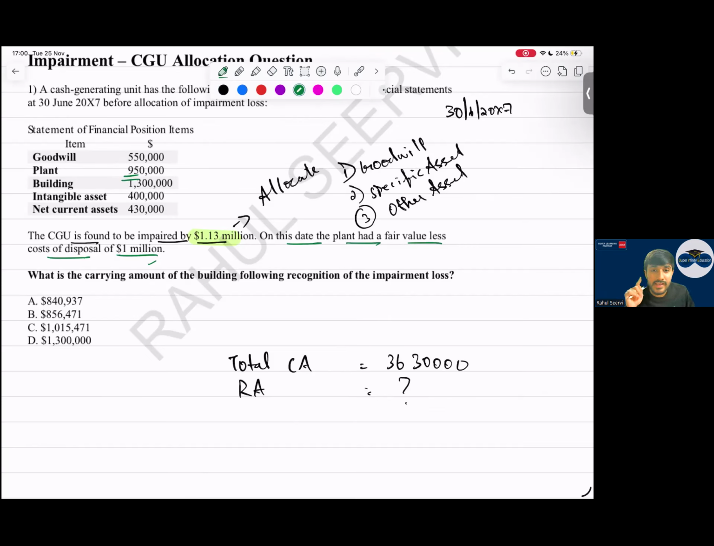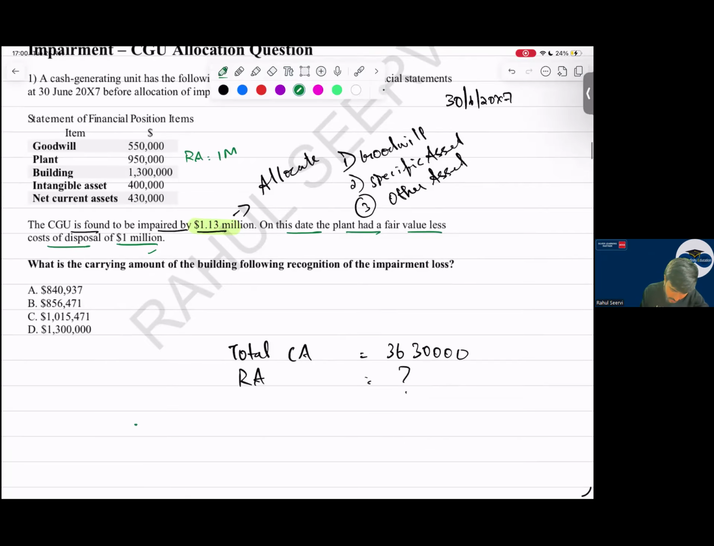If you remember in the class, I had given 3 to 4 types of questions that come. This is a first basic question. Here the plant already has a RA of 1 million. So the RA is more, carrying amount is less, no impairment. So will you charge impairment for the plant? No. Impairment should not be charged for the plant. Now see here, what is the total impairment loss? Your total impairment loss is 1.13 million.